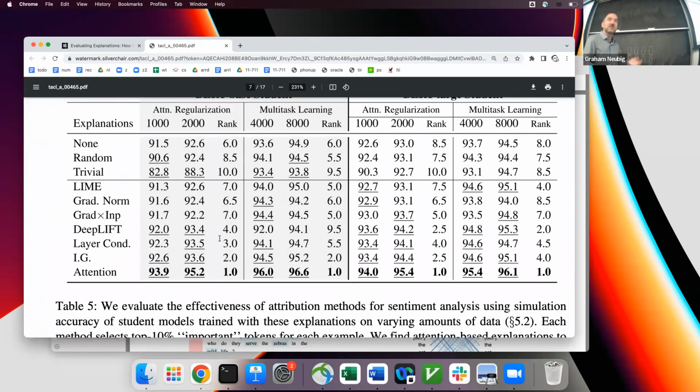So I don't like the idea of attention as an explanation method because it's less clean. It doesn't make as much sense as these gradient-based methods. But after I saw these results, I had to give in and say, well, maybe attention is good. Maybe we should be paying attention to it.